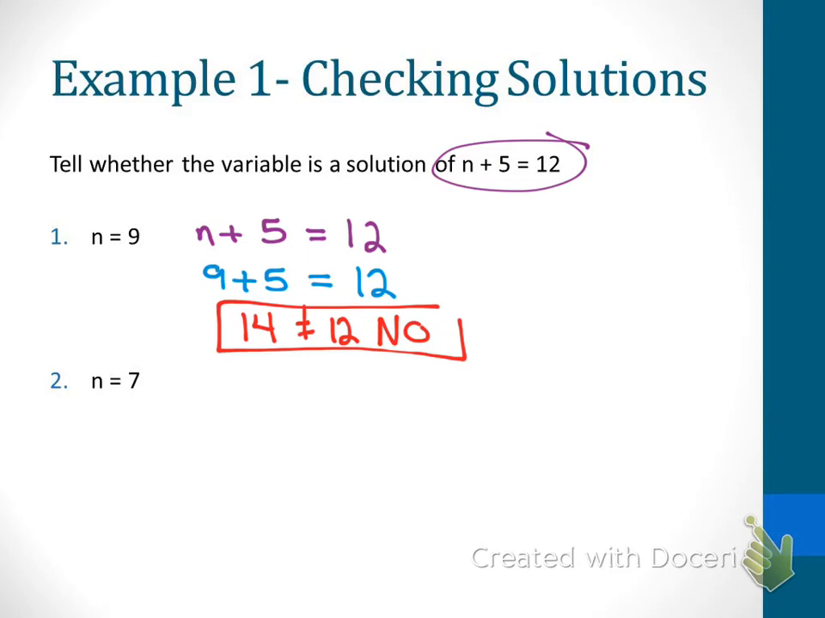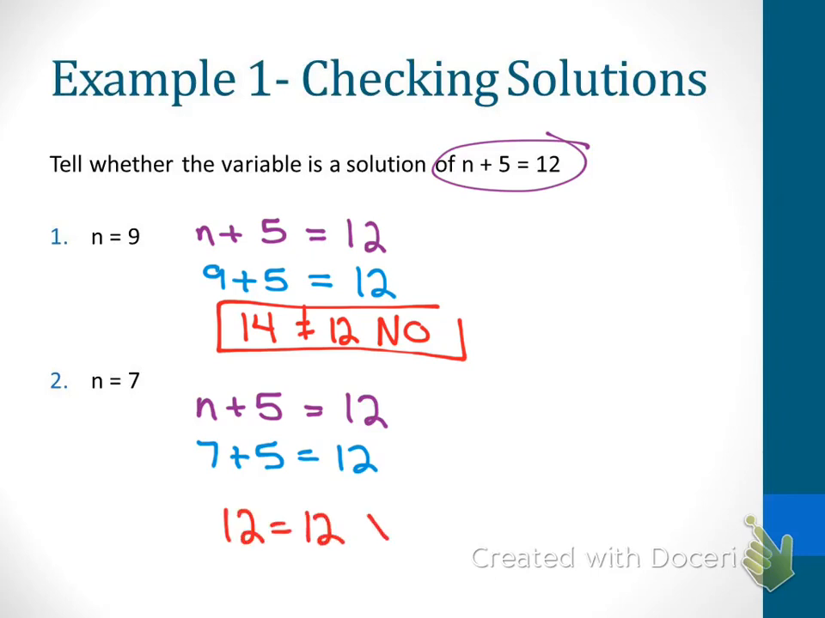Now let's look at the second one. N equals 7. Again, we start with the equation n plus 5 equals 12. We make our substitution. 7 plus 5 equals 12. Is that true? 12 equals 12? Yes, it is. So I would say yes, it is a solution. This is exactly how you're going to write it on your homework tonight.